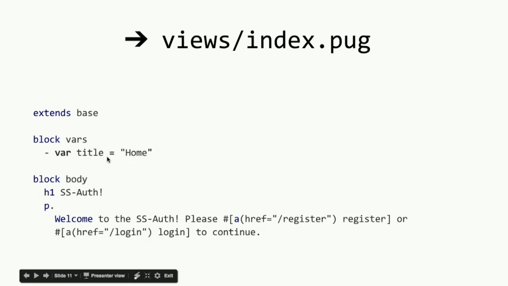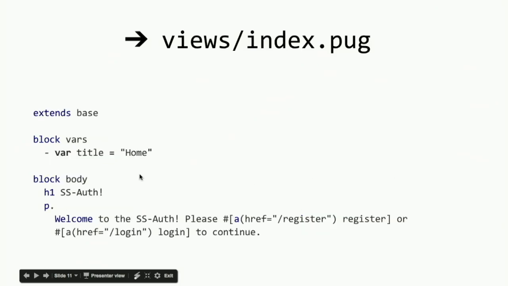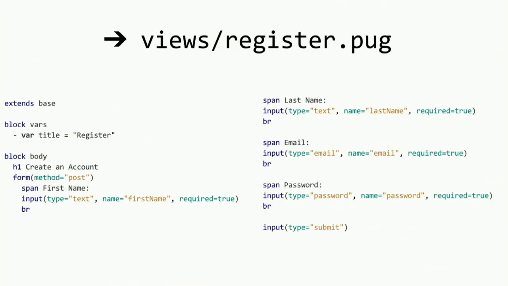The first thing we're going to do is define some variables. So right here, I'm defining a variable called title. So if you go to this previous slide, in our pug code over here, we're outputting the value of that variable. So on our home page, the title that gets fully outputted in HTML is going to say ssauth, and then the home thing that's right here. So that's how the variables work. We're also going to put the body of the page in here, and it's really basic. All it says is just register or log in to continue. Nothing fancy at all.